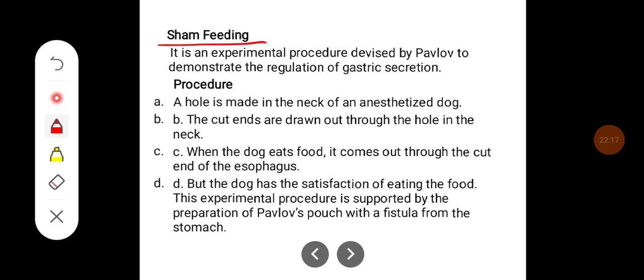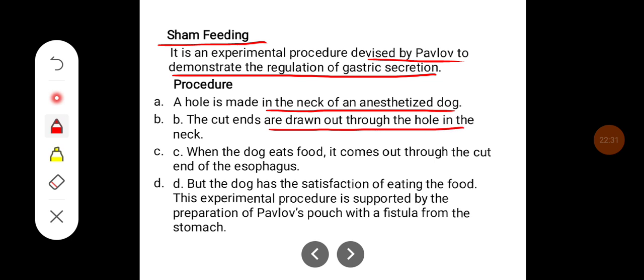Sham feeding. It is an experimental procedure devised by Pavlov to demonstrate the regulation of gastric secretion. The procedure is where a hole is made in the neck of an anesthetized dog. The cut ends of the esophagus are drawn out through the hole in the neck. When the dog eats the food, it comes out through the cut end of the esophagus. But the dog has the satisfaction of eating the food.